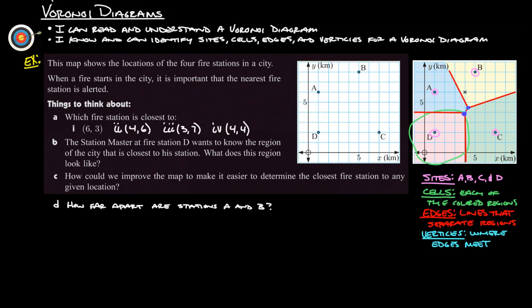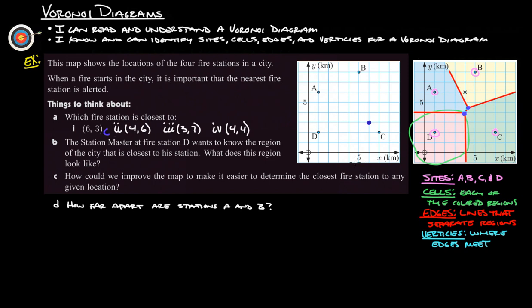All right, so on this here, we want to figure out which fire station is closest to 6-3. I guess we didn't graph that one. So 5, 6, 1, 2, 3. So there's 6-3. Let's come up with a better color that's easier to see. So 6 and 3 is right here. Which fire station is closest to that? That's going to be C for sure, right? So that's going to be C.